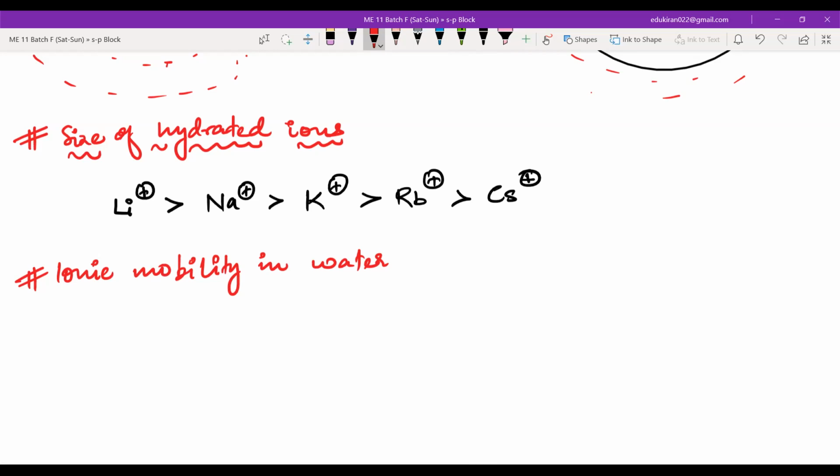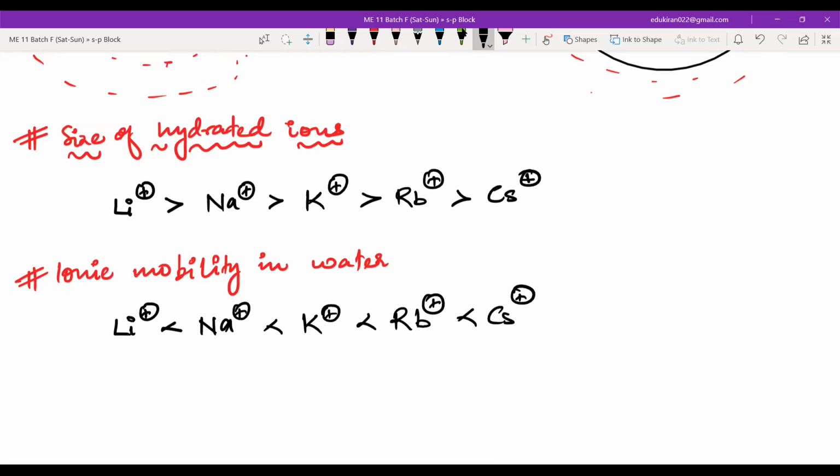The ionic mobility will have this trend: lithium positive will be slowest because it has a very large size inside water, not outside water. Outside water it is smallest, inside water it is largest. Lithium positive, followed by sodium positive, followed by potassium positive. Then we'll have rubidium positive, and then the cesium positive will be fastest. Right? Okay. Done. Tell me, any doubt till here?